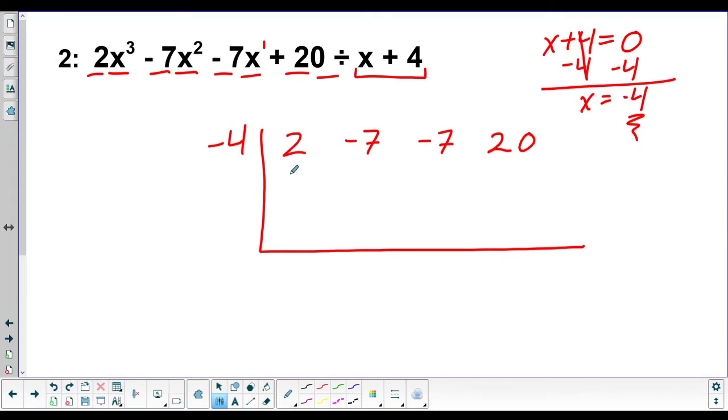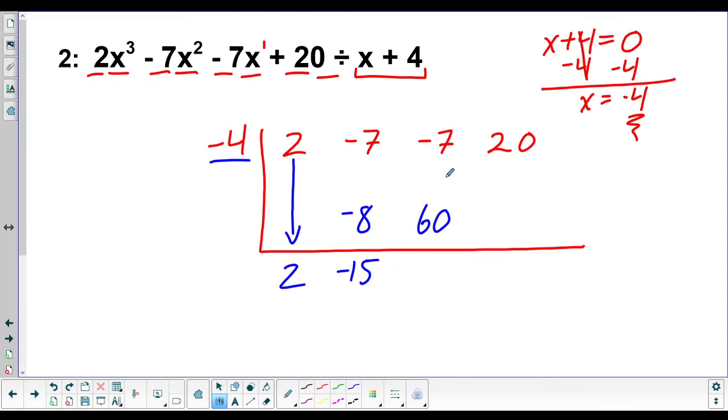The very first number inside the L, drop it like it's hot. Put that on the bottom. Anything that's underneath the L, we multiply to the outside number. So -4 times 2 is -8. Do what the signs say here. -7 minus 8 is -15. Multiply to the outside number. -4 times -15 is positive 60.